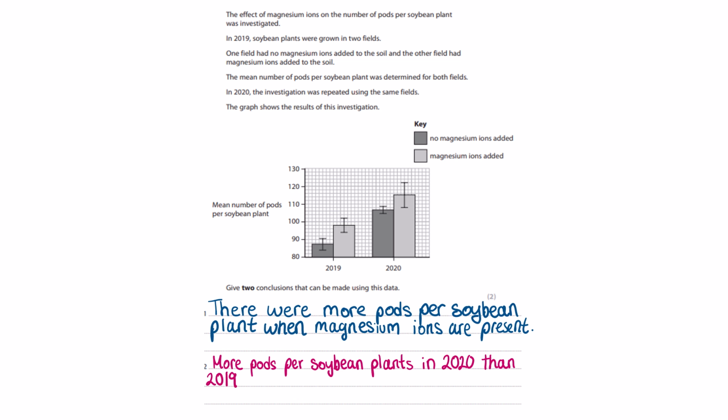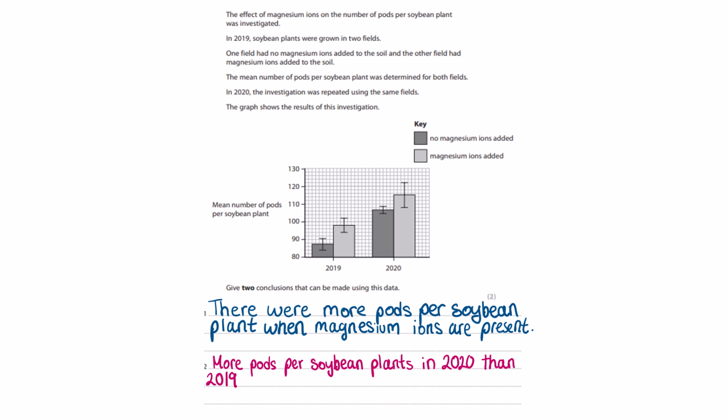Okay, so when I looked at this graph, number 1, I have no information stating that the soil in the fields was the same. And number 2, the magnesium ion concentration was not given. Okay, so give 2 conclusions that can be made using this data. As you can observe, in 2019, the mean number of pods per soybean plant is pretty low. Okay, so with no magnesium ions, which is the darker gray, you can see it's pretty low.